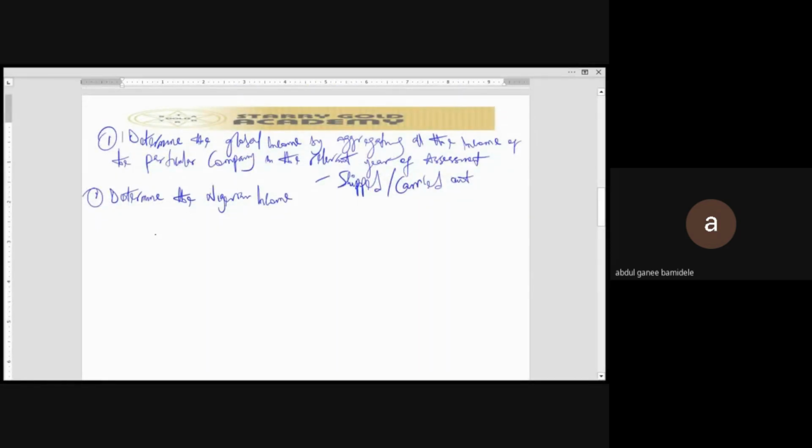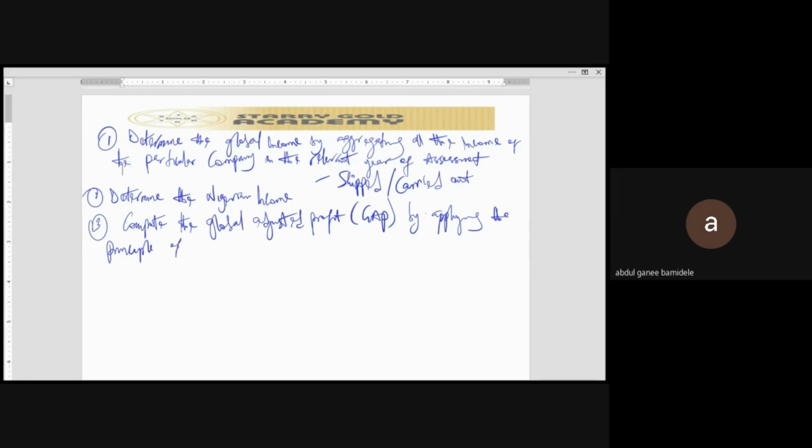Then the third one will be to compute the global adjusted profit, because it will be difficult for you to determine the Nigerian adjusted profit directly. So the approach is to do something like an allocation basis. You compute the global adjusted profits by applying the principle of trading profit adjustment, just like we did our adjusted profit last week.